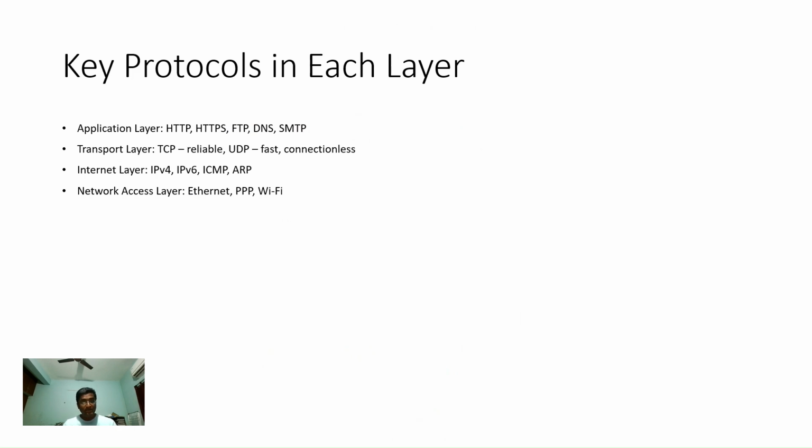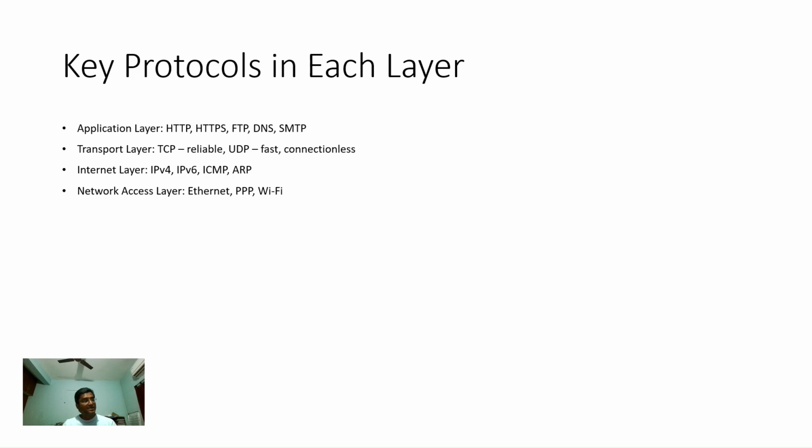And the key protocols in each layer, the protocols which are important in each layer. In the application layer, we have HTTPS, FTP, DNS, SMTP, and other stuff. In the transport layer, we have TCP, the most reliable, and UDP, the fast connectionless. In the internet layer, we have IPv4, IPv6, and other stuff.